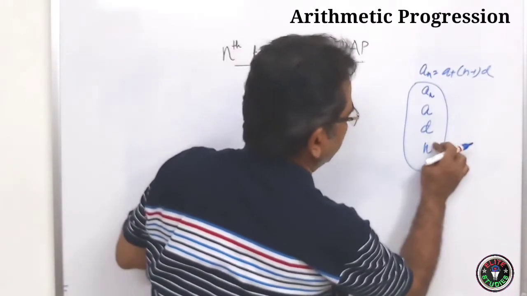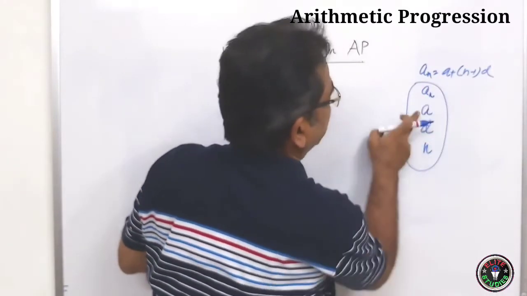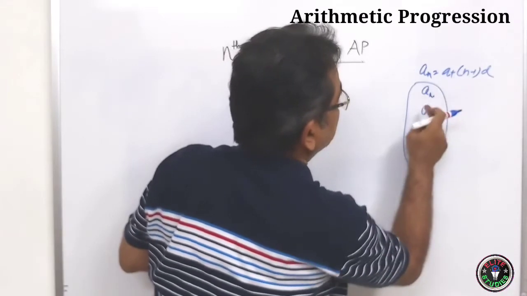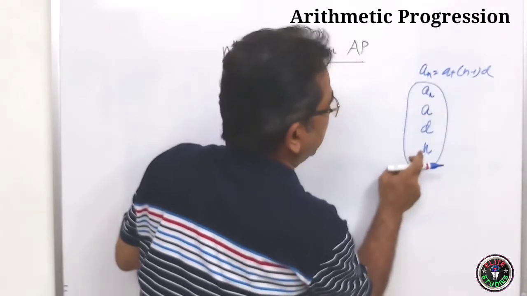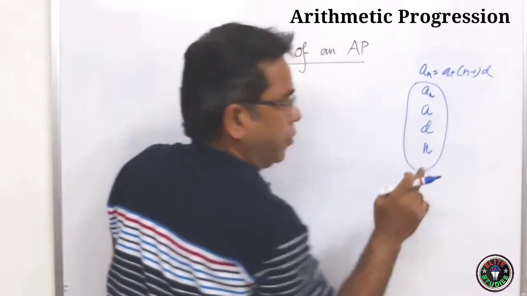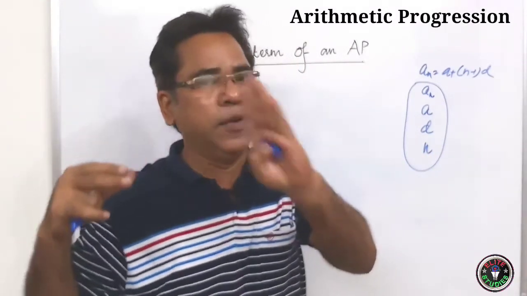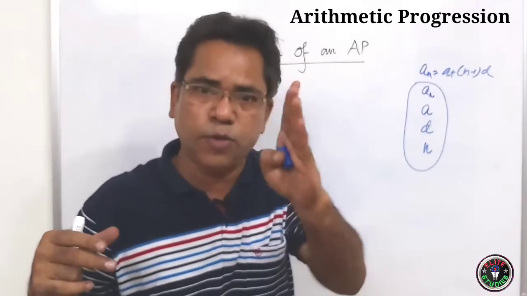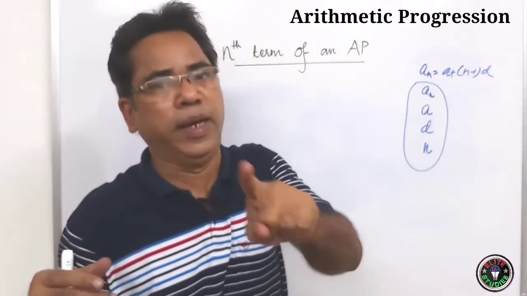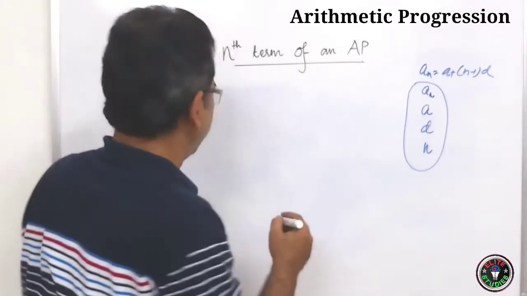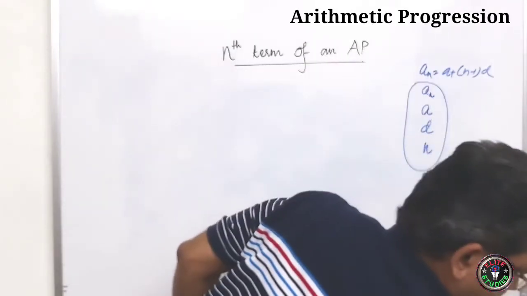Suppose these 3 are given to you, you will be asked to find an. Or these may be given to you, and you will be asked to find n. That means out of 4 parameters, any 3 will be given to you, and you have to find the 4th variable. Clear? So with this, let us do some questions.